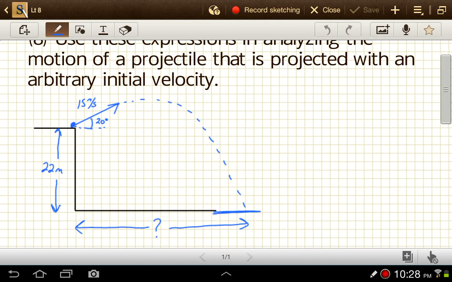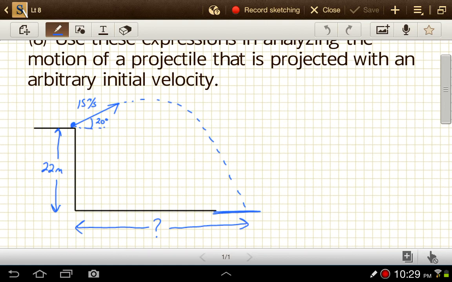So I've set up a problem like that here. We've got some initial velocity of 15 meters per second, 20 degrees above horizontal. We start up here at a height of 22 meters above wherever the base of the cliff is, or street level if this is a building. The question is, how far away horizontally is this going to land?